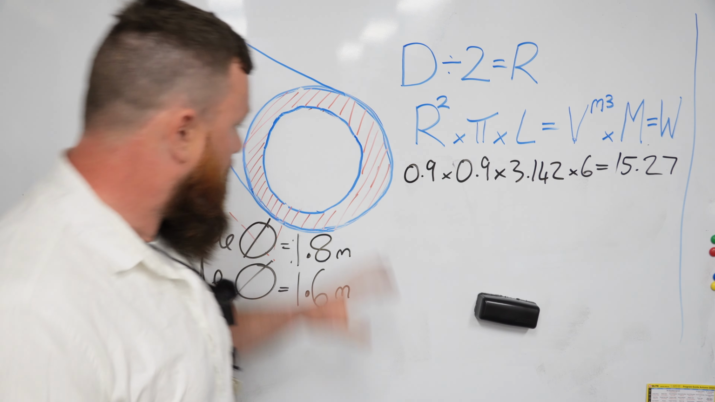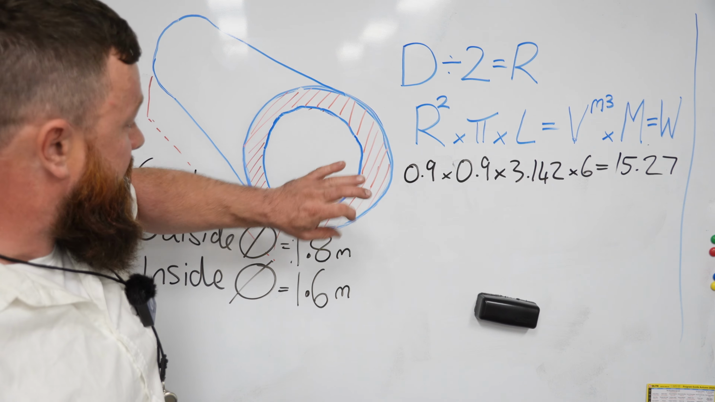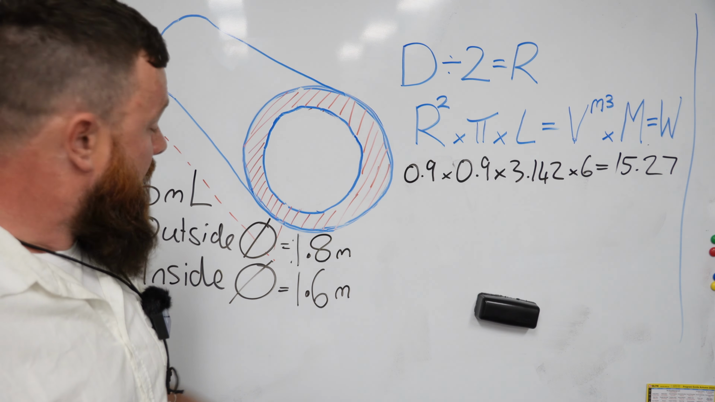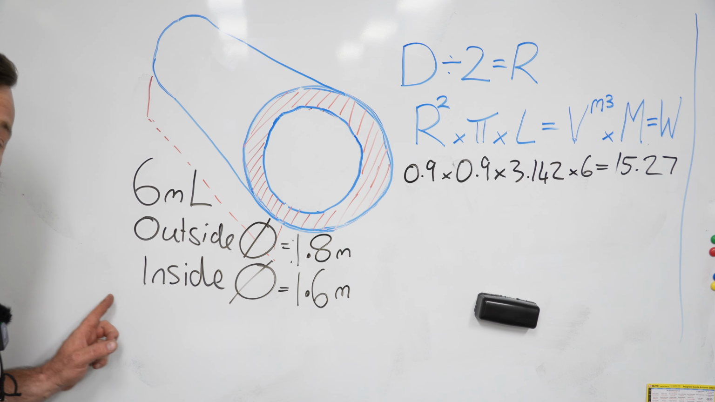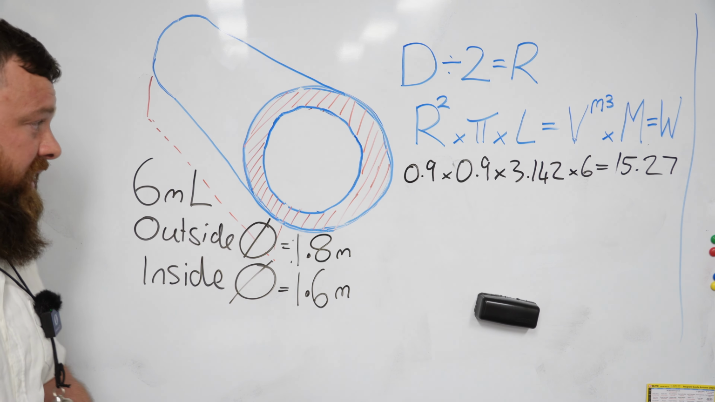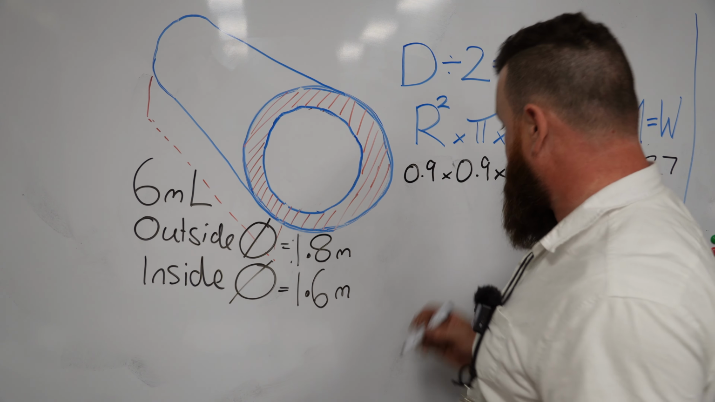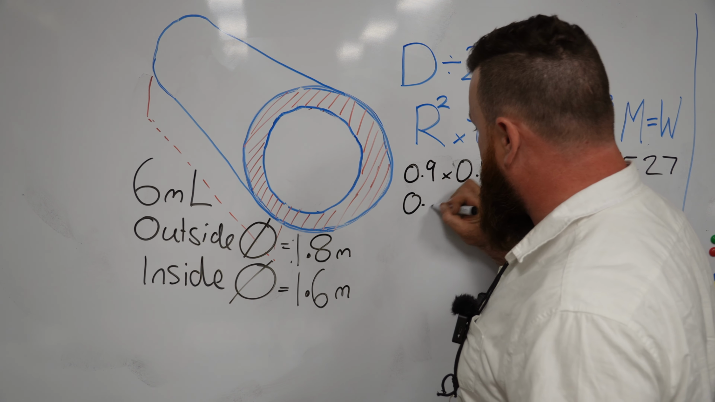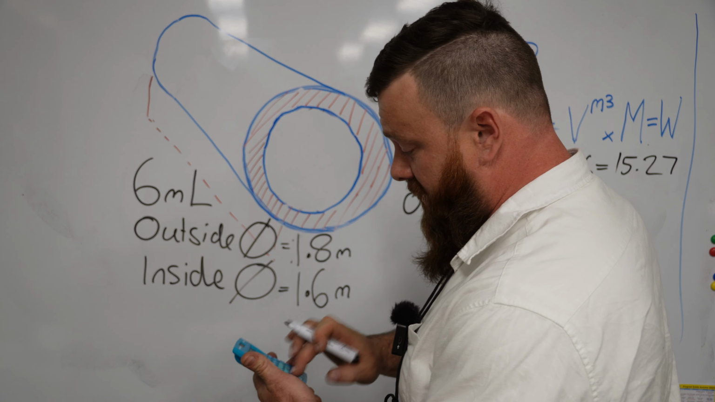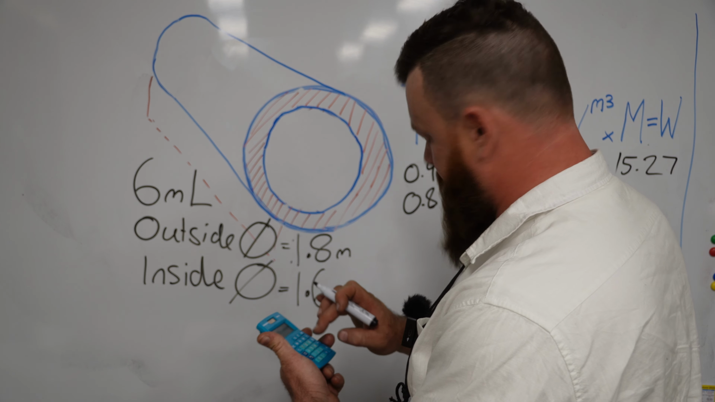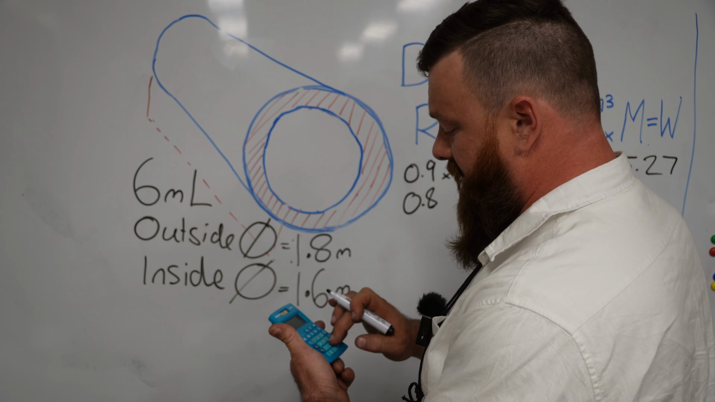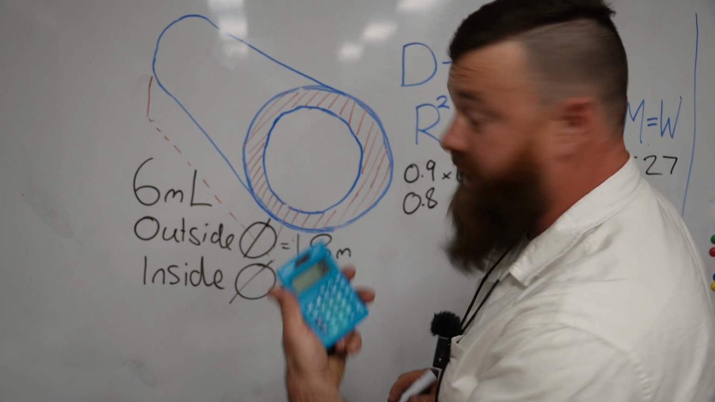However, it's got all this air in the middle, so we want to eliminate that air. How can we do that? Now we find our inside diameter, and then we get our radius from that. So 1.6, off the top of my head, I believe that's 0.8, but I'll do it on the calculator. 1.6 divided by 2 equals 0.8.